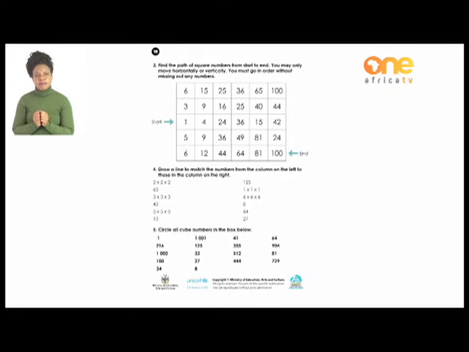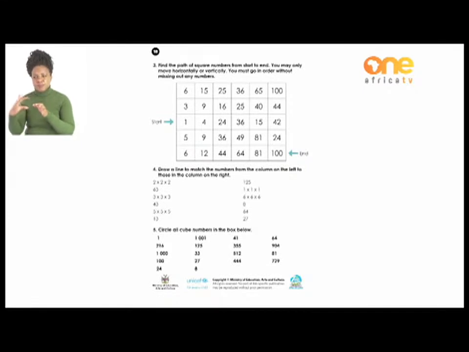So if you have the first one with 2 times 2 times 2, what will be the answer on the right hand side? The second one, if you have 6^3, what could be the answer? 3 times 3 times 3. We have 4^3, we have 5 times 5 times 5, and 1^3. So match the correct numbers which are corresponding.